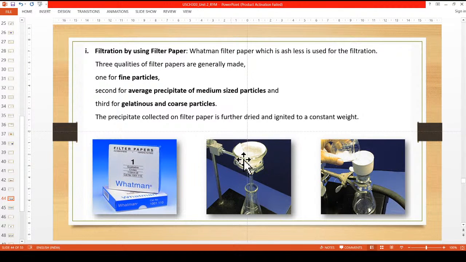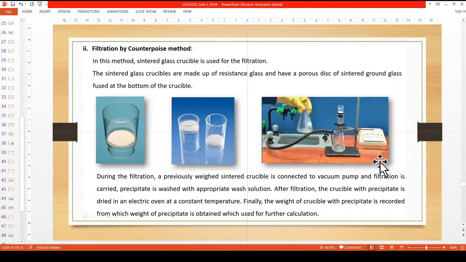either by simple filtration or using vacuum filtration where a Buchner funnel is used. Okay, this is performed in your regular practical, so you know what Buchner funnel and Whatman filter paper are. And if you have gelatinous precipitate, then a sintered glass crucible is used for filtering out gelatinous precipitate. This method is called the counterpoise method.